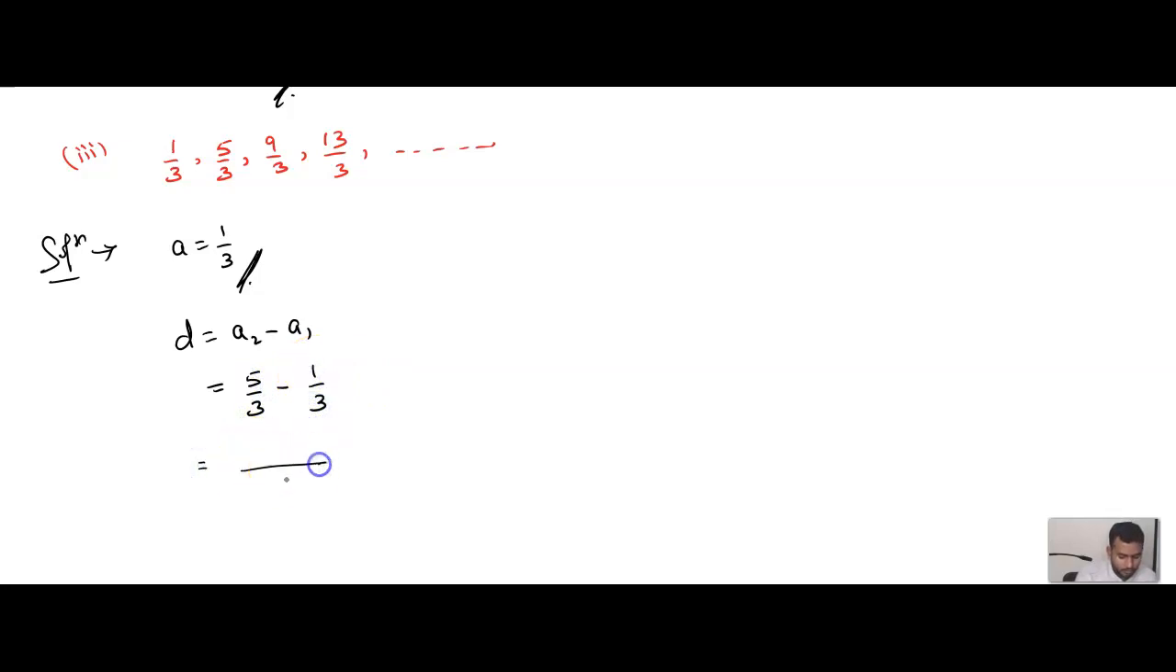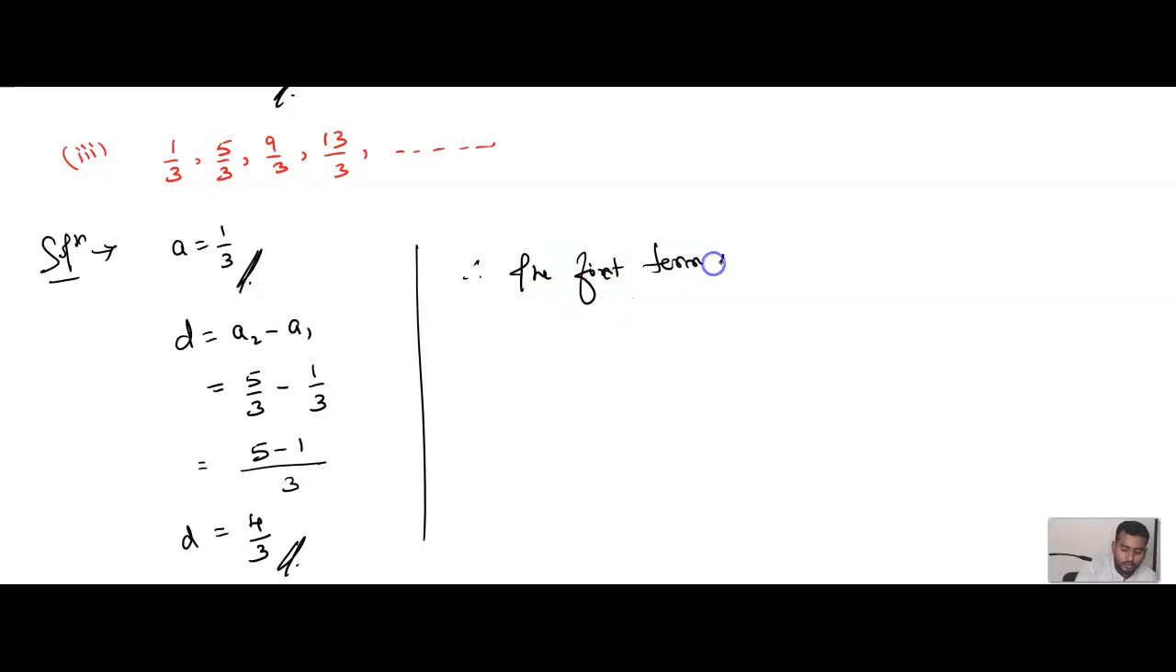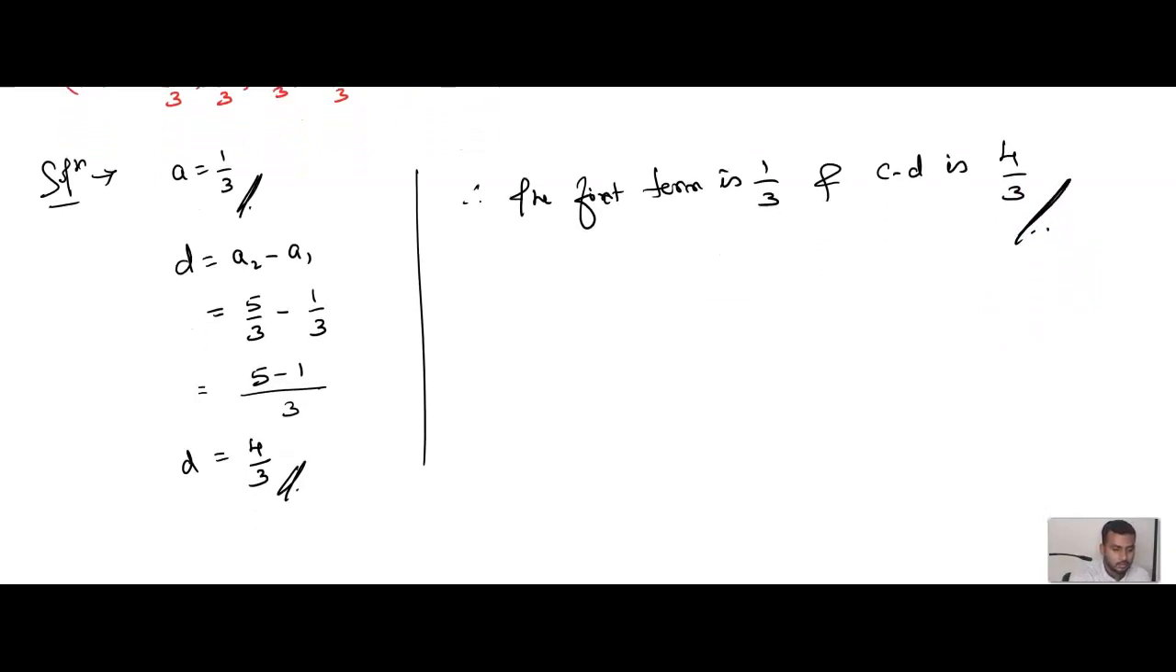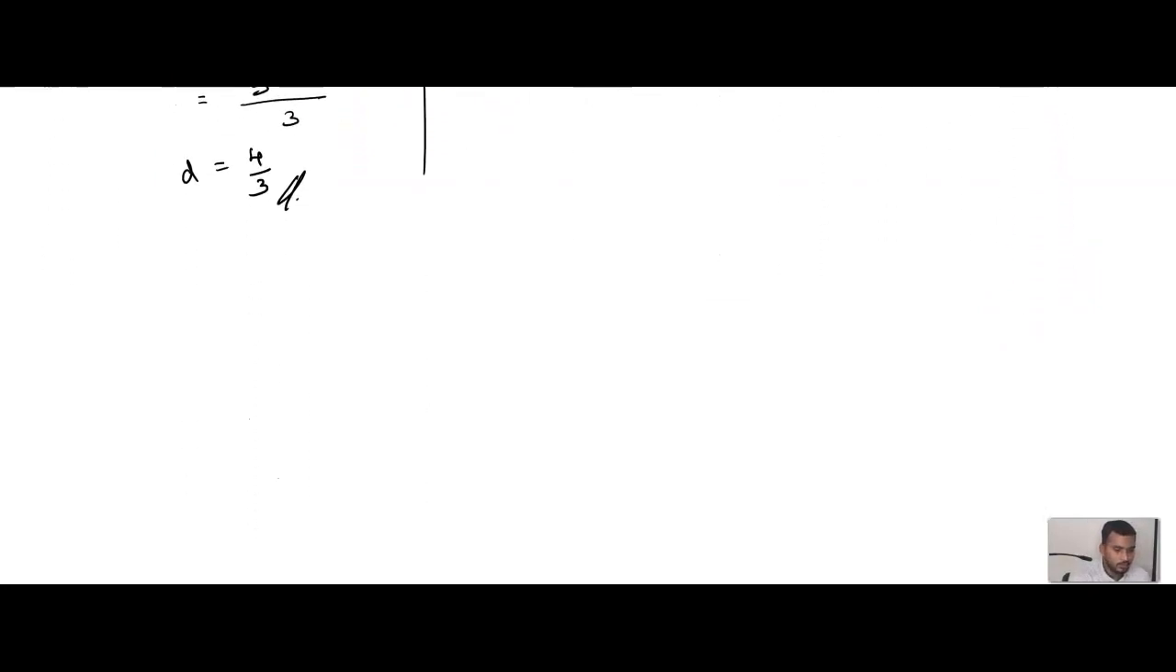So what is the LCM? 3. For 3 and 3 the LCM remains the same. If denominators are the same, we can subtract the numerators. That is 5 minus 1. 5 minus 1 is 4 by 3. This is our common difference. Therefore, the first term is 1 by 3 and the common difference is 4 by 3. Any doubts? Good.